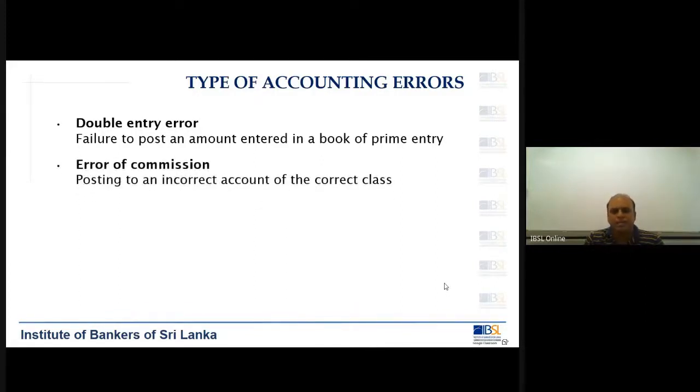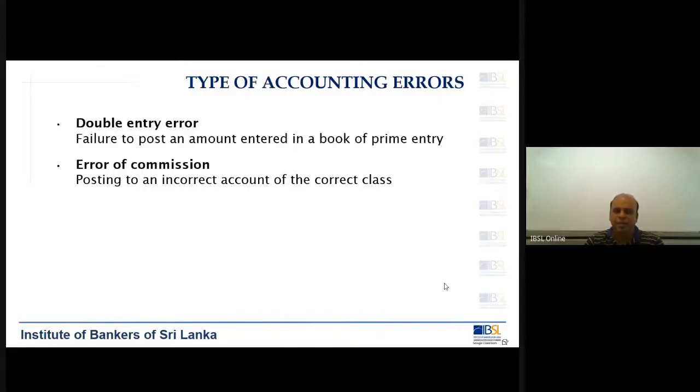Secondly, we understand something called error of commission. Error of commission. Now, this has to be very clear. Posting to an incorrect account of the correct class. Now, what do you mean by correct class is, that is what we have been talking about, the class of account, whether it is an asset, liability, income, or expense. Now, this kind of an error is very straightforward. You are posting to an incorrect account of the correct class.